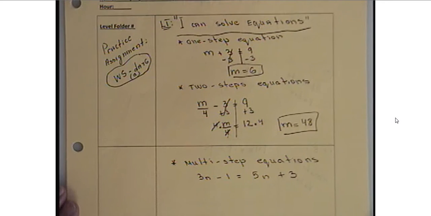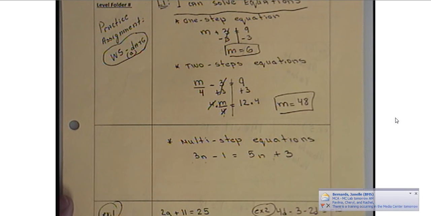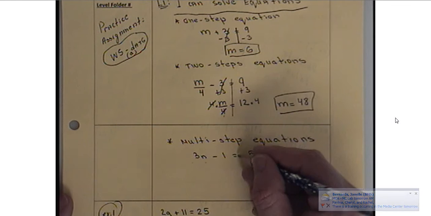Multi-step equations, on the other hand, are equations that, again, may have variables on both sides, or a few variables on one side, and combining like terms. It may also be an example with the distributive property, where you have to clear the parentheses first, and then continue solving the equation. So, we're gonna start with a very, very simple example.